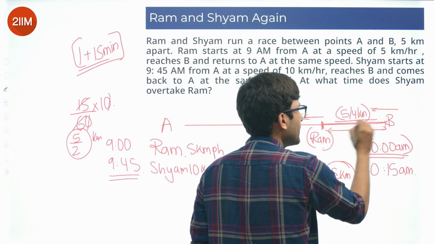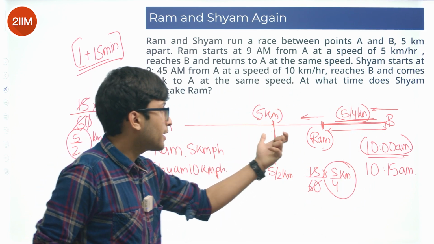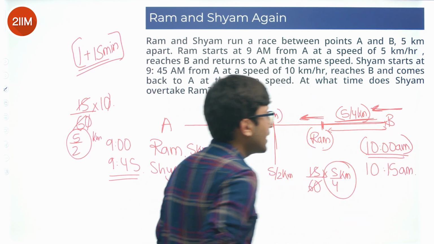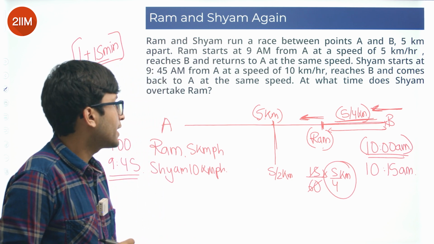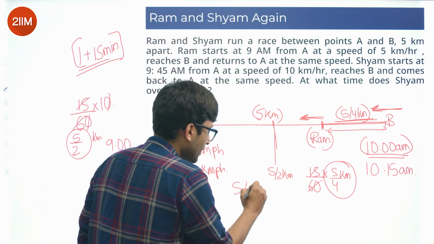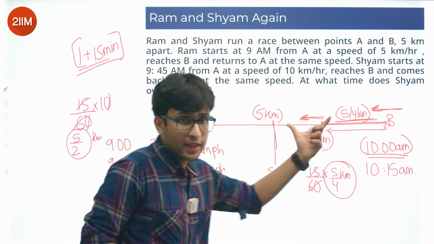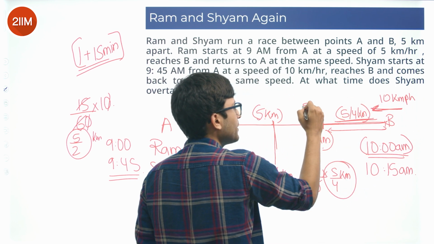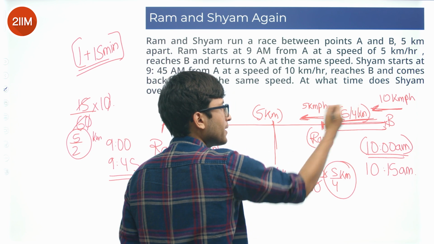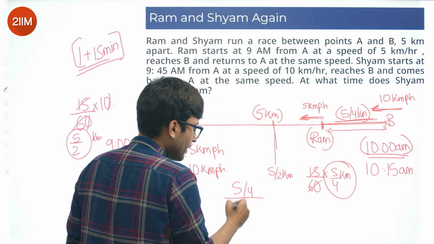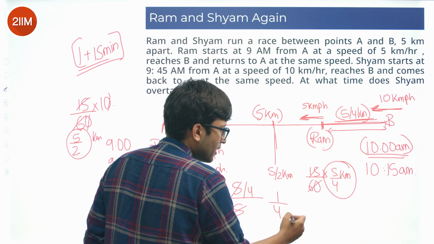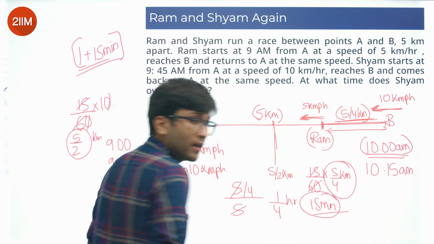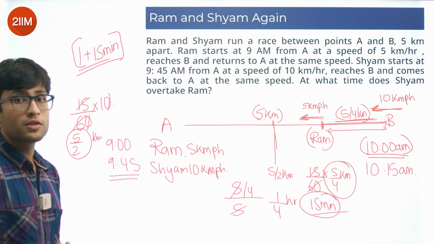Now I can use relative speed. What I know is the distance between them is 5 by 4 kilometers and they are moving in the same direction. Ram and Shyam are moving in the same direction, and I have to find out when Shyam would overtake Ram. So the distance is 5 by 4 and the relative speed, as they are moving in the same direction, I have to subtract, right? So this is 10 kilometers per hour and this is 5 kilometers per hour. So if I subtract, it would be 10 minus 5, which is equal to 5, or 1 by 4 hour, which is equal to 15 minutes.